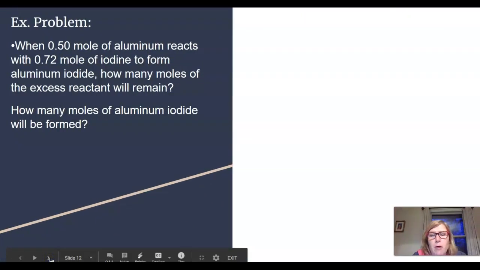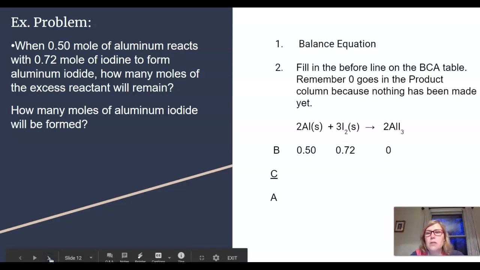So your first example problem is this. What I want you to write in your comp books is: aluminum reacts, so aluminum plus iodine. Remember, iodine is diatomic, so you have to write it as I2 to form aluminum iodide. So take a minute, pause the video, write out the reaction. So here's the reaction. It's Al plus I2 gives you AlI3. The coefficients are 2, 3, 2.